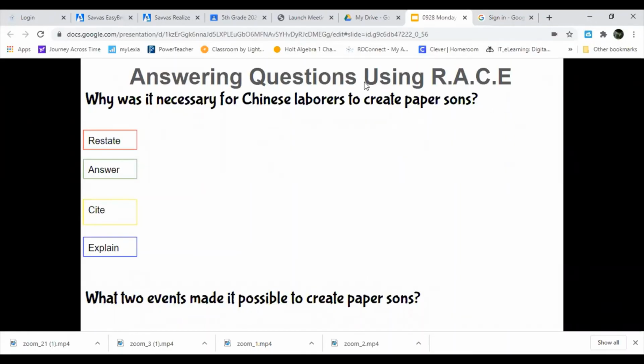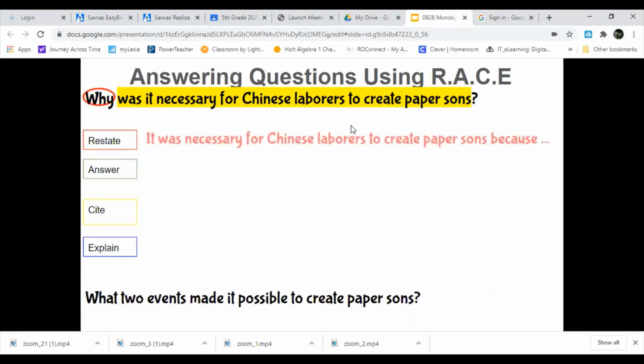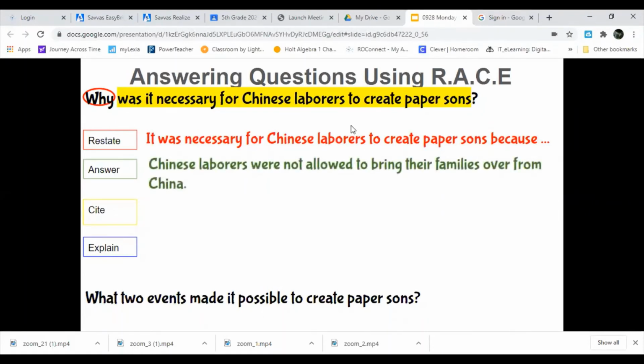In order to restate, I'm going to select words directly from the question. It was necessary for Chinese laborers to create paper suns. I notice that this question begins with why. Why refers to causation. Therefore, my restate and answer are going to be combined with the word because. It was necessary for Chinese laborers to create paper suns because. I'm going to now answer the question. Because Chinese laborers were not allowed to bring their families over from China.